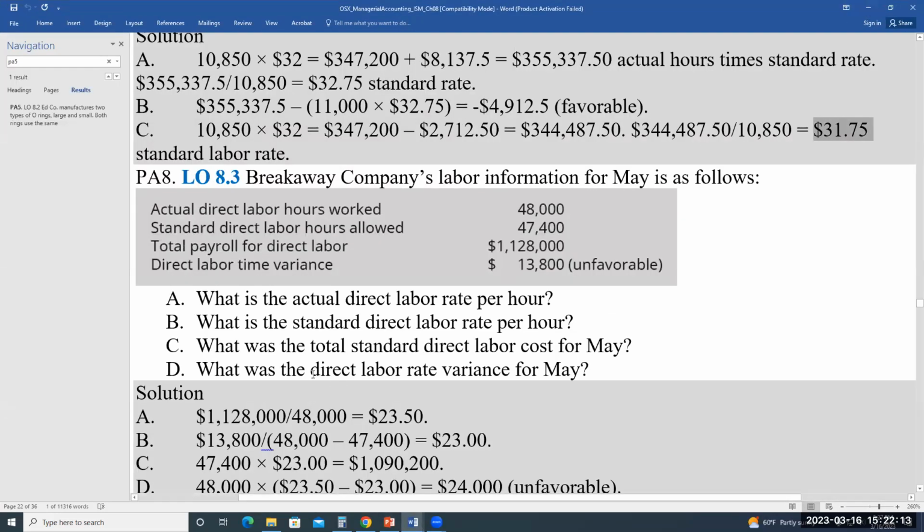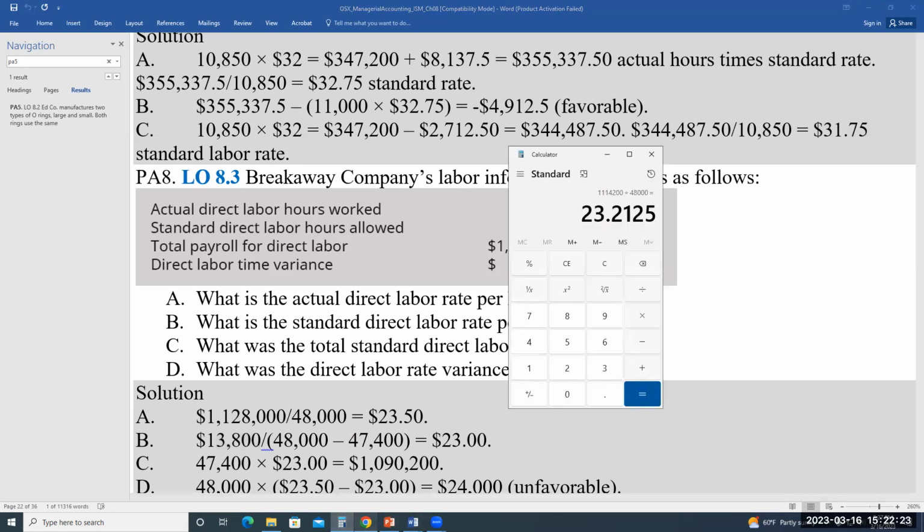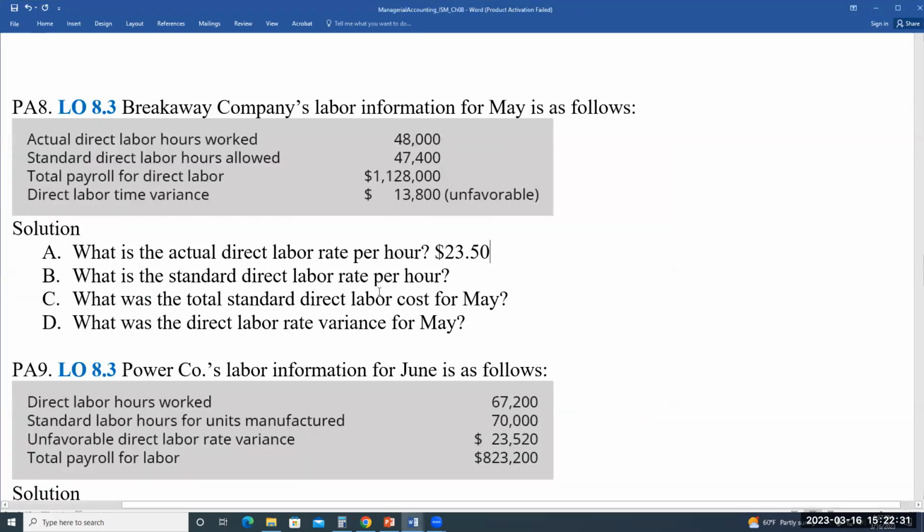Close, not quite. So let's see what they did. They took the variance and divided it by the difference between actual hours and standard hours. Okay. So 13,800 divided by 600 gets us $23. All right, so that's the easier way to do it and the right way.